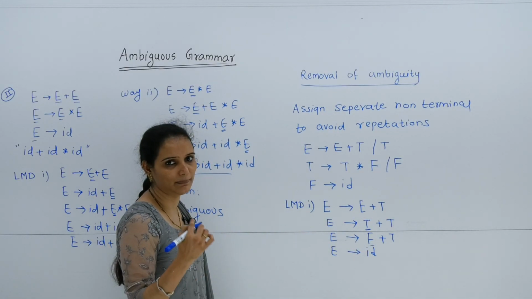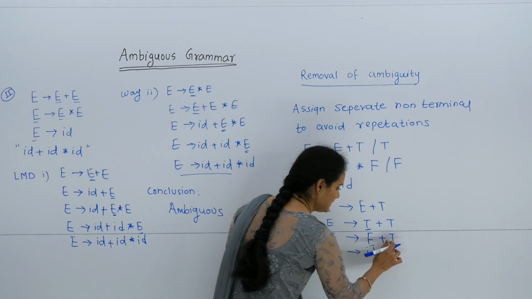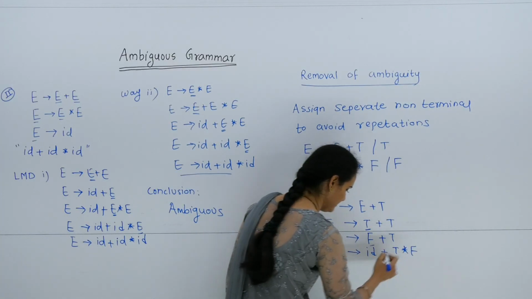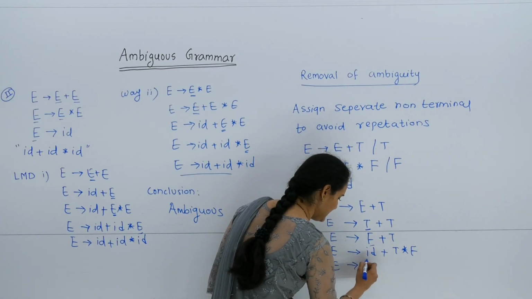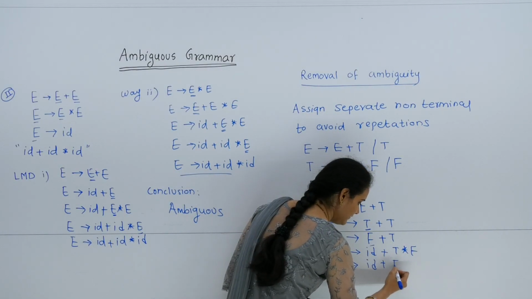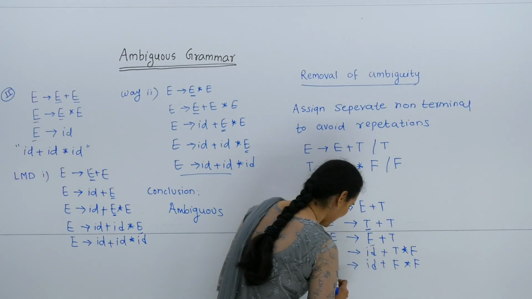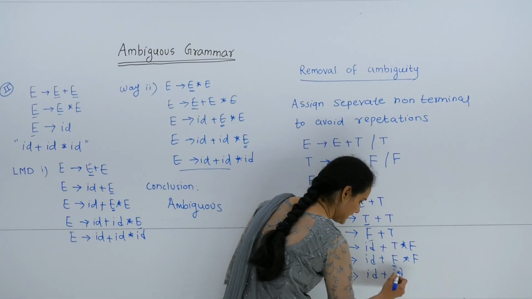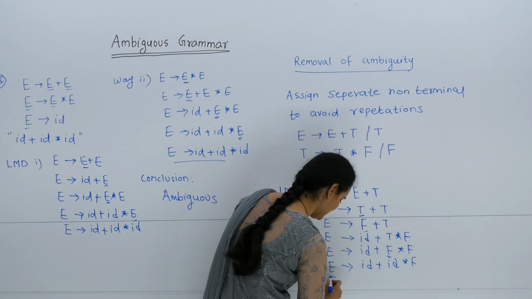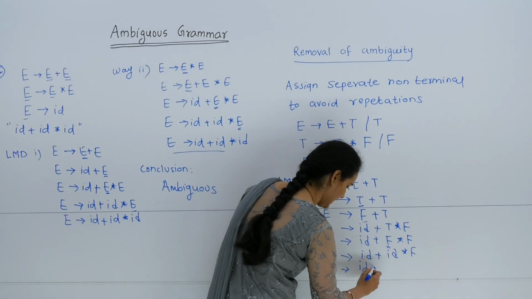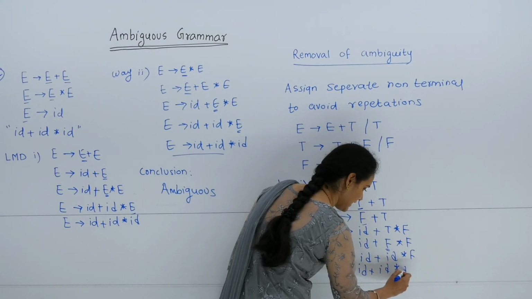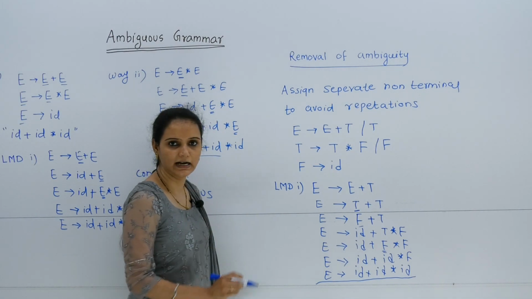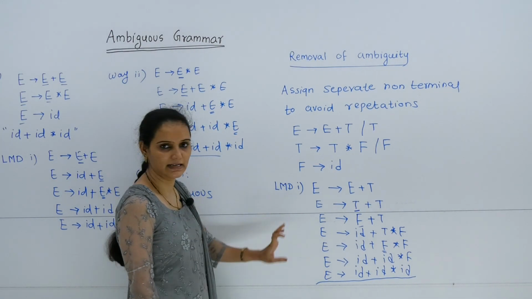At one time we can replace only one symbol, plus that T can now be replaced by T star F. Then E can be replaced by ID plus that T will be replaced by F, and now every F can be replaced by ID plus ID star F, and E can be replaced by ID plus ID star ID. So here we have obtained one particular way to derive the string ID plus ID star ID.